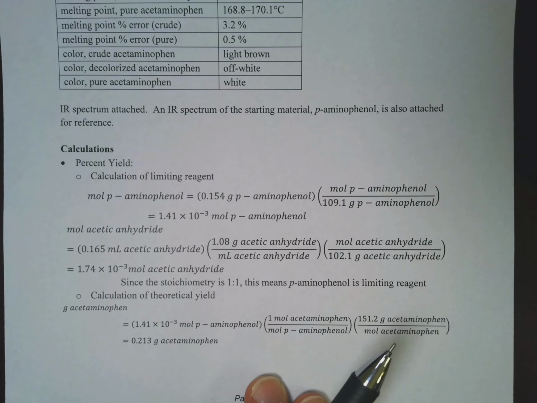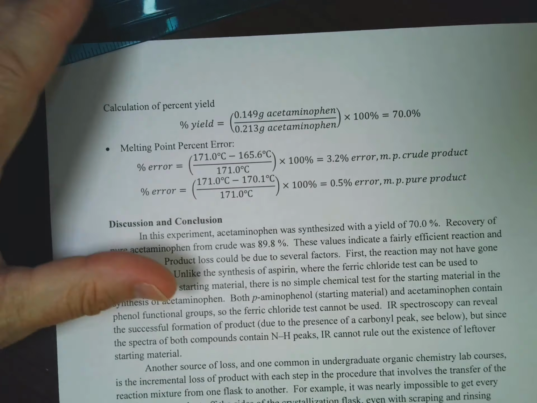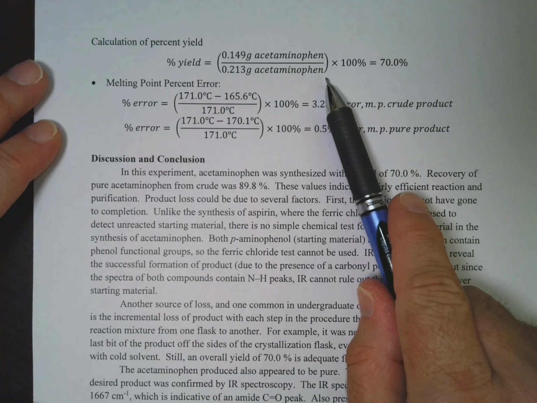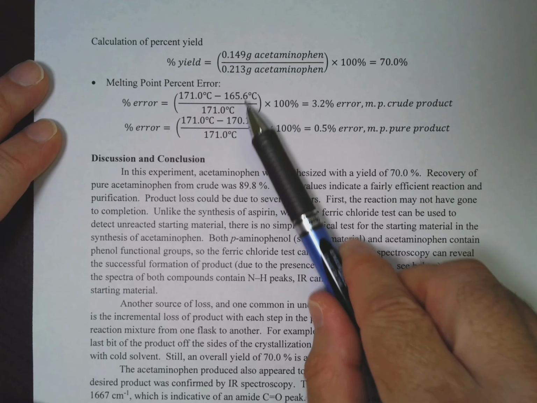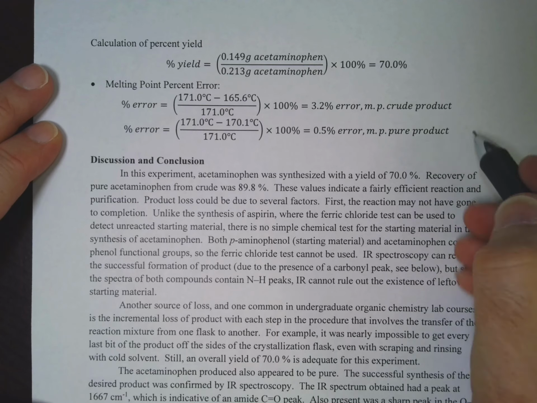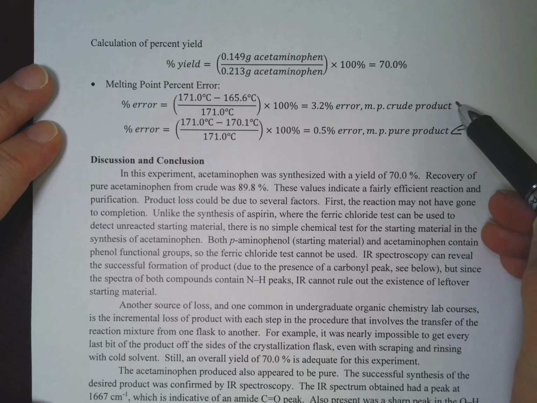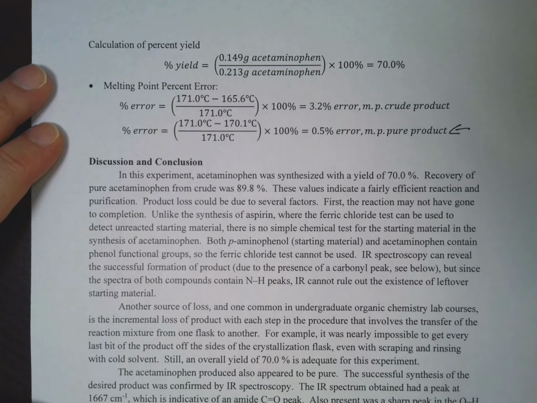I know it's been a while since Chem 1A, but my calculated percent yield is just my actual yield divided by my theoretical yield. And I've got my calculations of the melting point. You will only have the one for the pure, okay? In this case, we're not getting a crude product, so you won't have that.